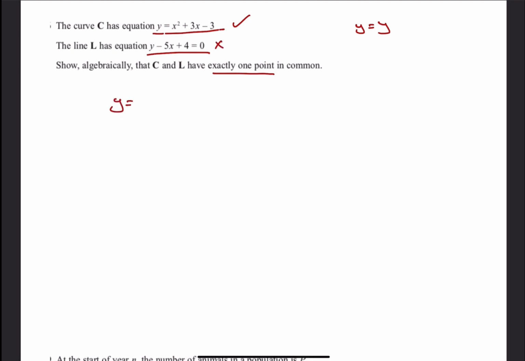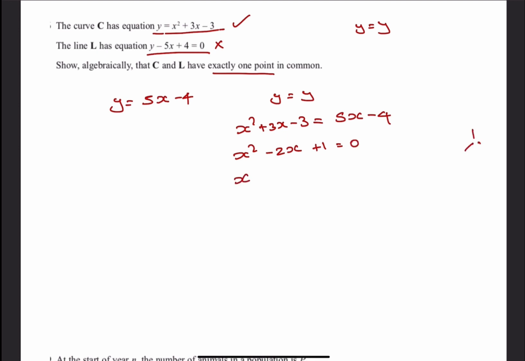Y is equal to, bring the minus 5 to the other side, 5x minus 4. Okay, we now could say y equals y. Let's write the first one: x squared plus 3x minus 3 equals, what's the other y? 5x minus 4. Bring it in. X squared plus 3x, bring this in, minus 5x, that makes it minus 2x. Minus 3, bring that in, plus 4, that makes it plus 1, equal to 0. If I want to factorize, factor the 1 and 1. You want minus 2, so minus 1, minus 1. X minus 1, x minus 1. So technically speaking, it looks like that, doesn't it? Because it's a square.